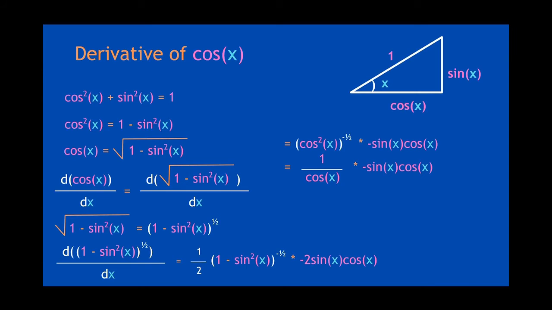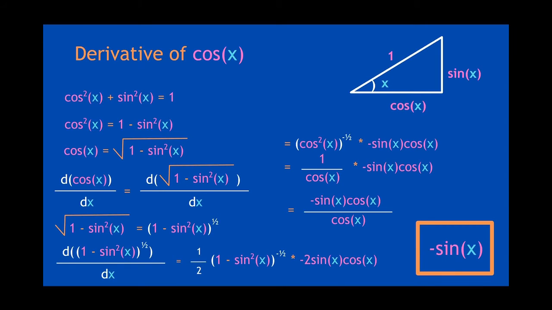Now, let's bring this into one fraction. So we have negative sine of x times cosine of x divided by cosine of x. And then our cosines are going to cancel, and we're going to be left with the derivative of the cosine of x being equal to the negative sine of x.